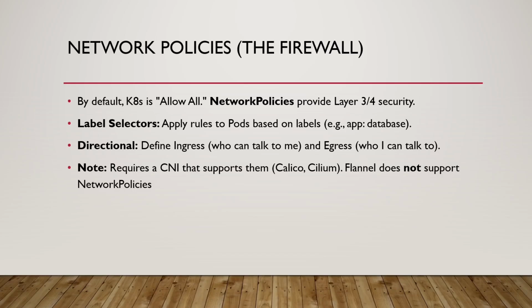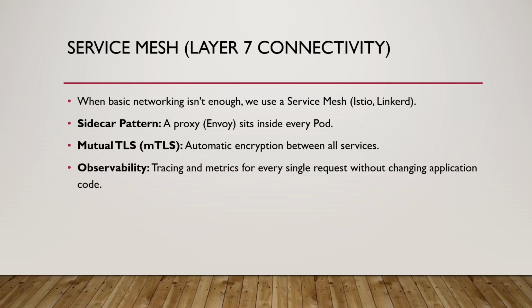Okay, so service mesh is basically used for layer 7 connectivity. When basic networking is not enough, we use a service mesh like Istio or Linkerd. It's based on the sidecar pattern, like a proxy or Envoy sitting inside every pod. It means an agent will sit on every pod, the Istio agent, and work on providing the advanced networking features.